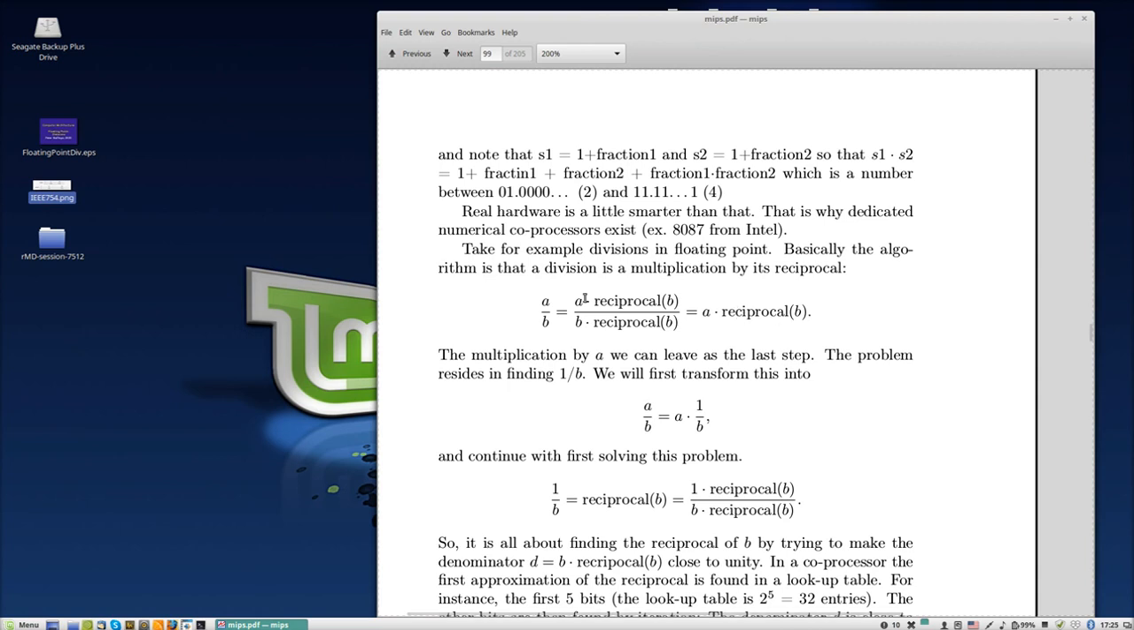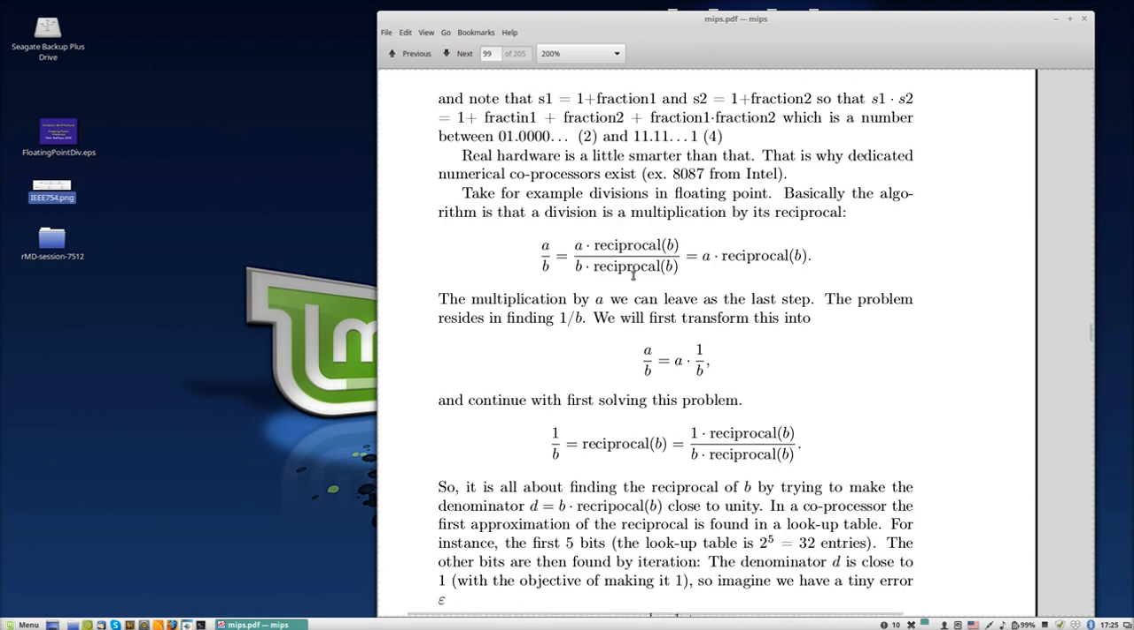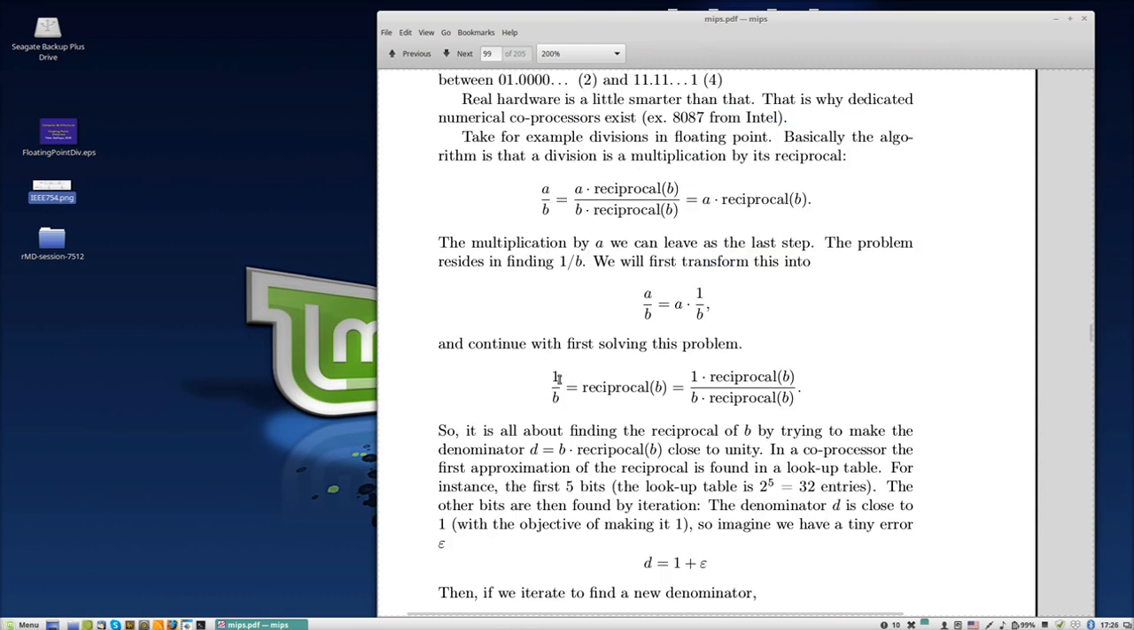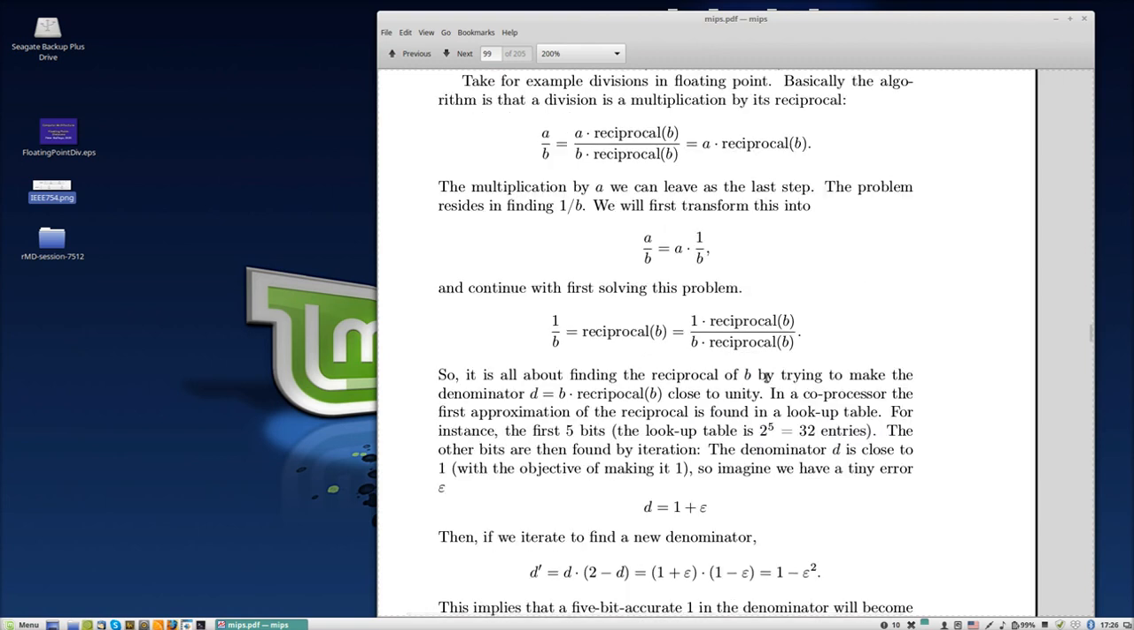So if we want to divide A by B, we have to multiply by the reciprocal of B. I will now remove A from the reasoning, because it will just be a multiplication at the end, and we already learned to do that above. So what we're going to do now is to calculate 1 divided by B, which is the reciprocal of B. That means A is 1. So 1 divided by B is the reciprocal of B, divided by B times the reciprocal of B. Let's call this the denominator, and here we have the reciprocal of B. The idea is to make the denominator 1, because if the denominator is 1, then we have the reciprocal.